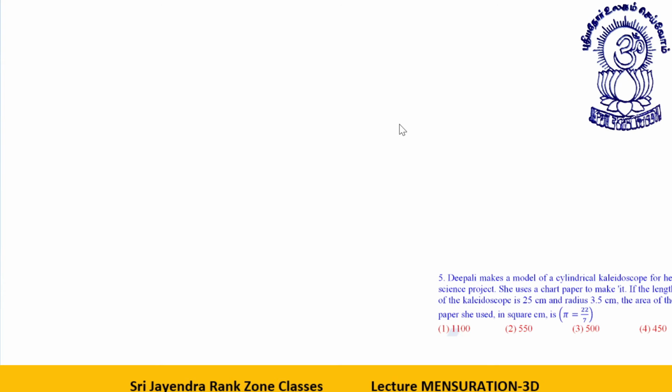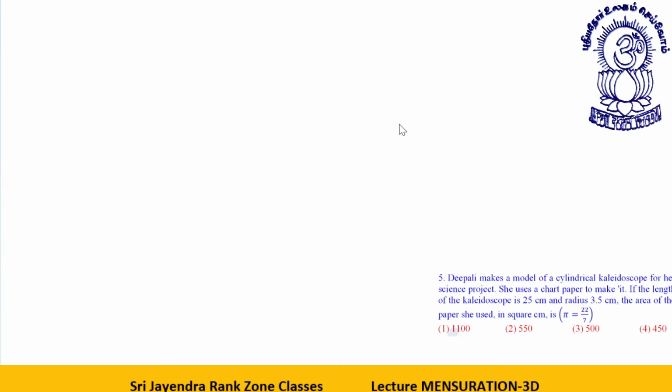Dipali makes a model of a cylindrical kaleidoscope for her science project. She's using a chart paper to make it. If the length of the kaleidoscope is 25 centimeter and radius is 3 centimeter, the area of the paper she used is, see, what is the area of the paper? Area of the paper means curved surface area. What is curved surface area?